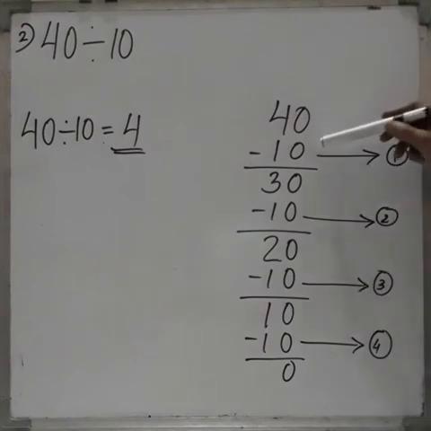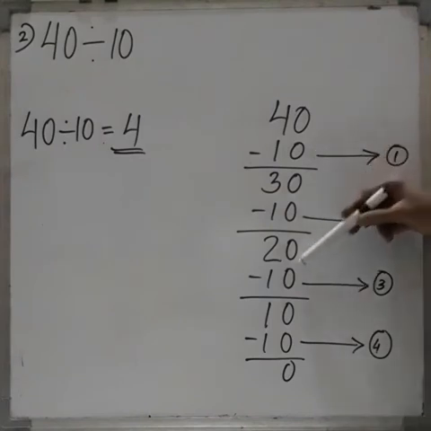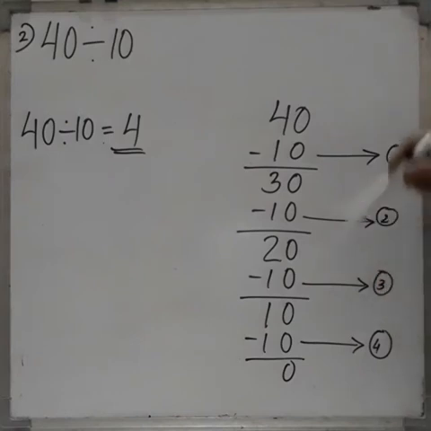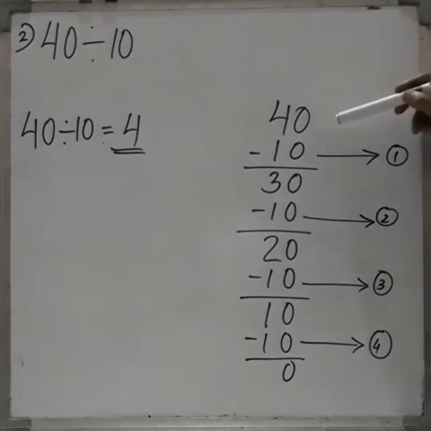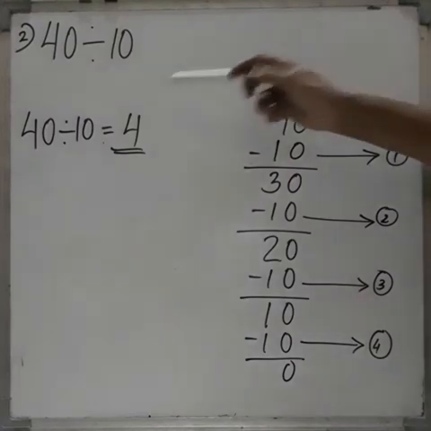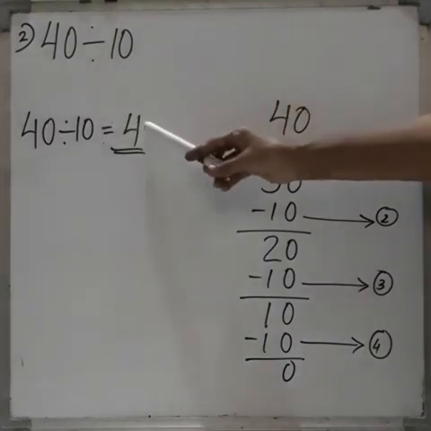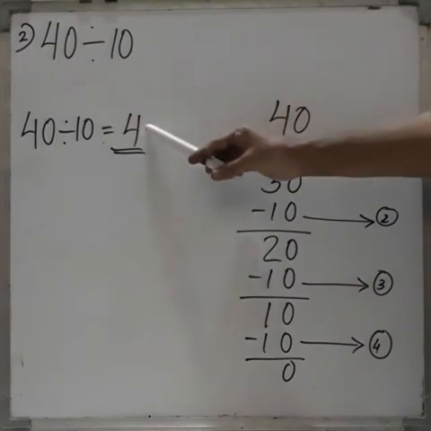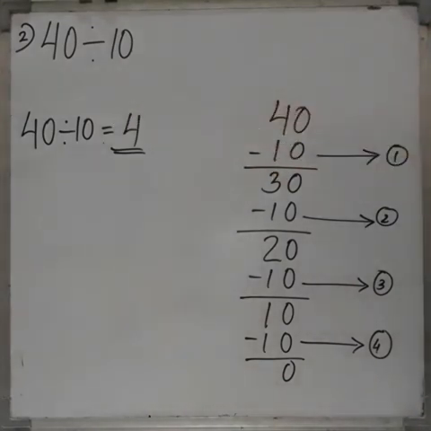Here we subtracted 10 from 40 4 times. 1, 2, 3 and 4. 4 times we subtracted 10 from 40. So the answer is 4. That means in 40 there are 4 tens. Here we are getting the answer 4. In 40 there are 4 tens. Okay.